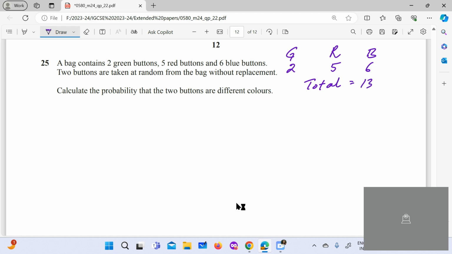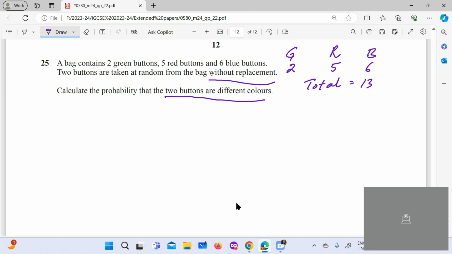Total of 13: 2 plus 5 plus 6. Okay, now your question is, two buttons are taken at random from the bag without replacement. Be very careful. When you have with replacement, when the buttons are replaced, your total number of buttons will remain the same. But when it says without replacement, your total number of buttons keeps on changing every time you take one out. Now calculate the probability that the two buttons are different colors.